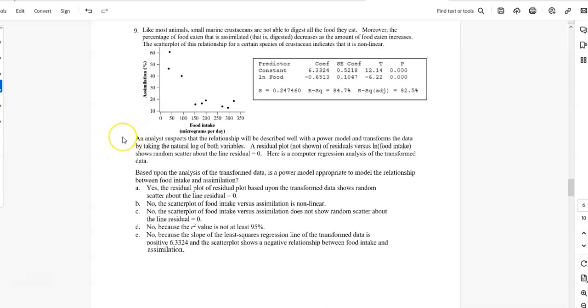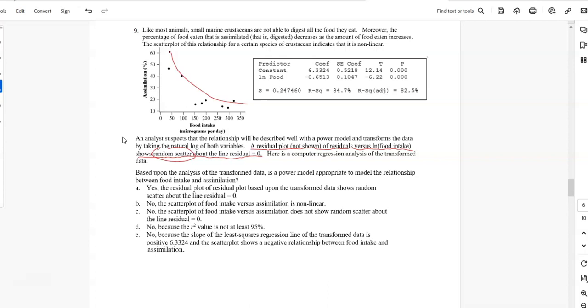Analysis expects the relationship will be described with the power model, so transform the data by taking the natural log of both sides. It does seem somewhat curved here, so I'm concerned about the curve there. So they're going to take the log of both sides. There's a key point if you read this: a residual plot, not shown, of the natural logs shows random scatter about the line. So right away that tells you that the log thing worked for this one, right?